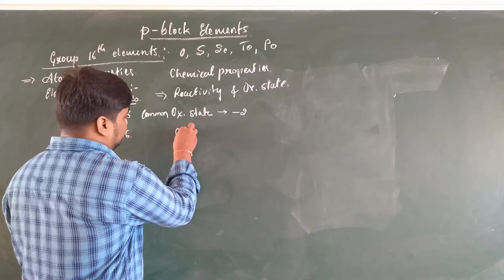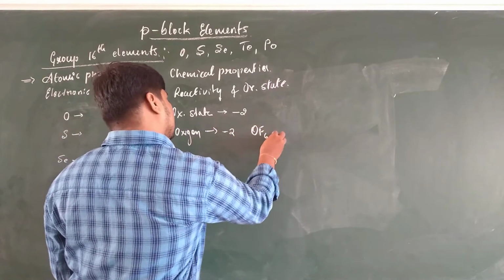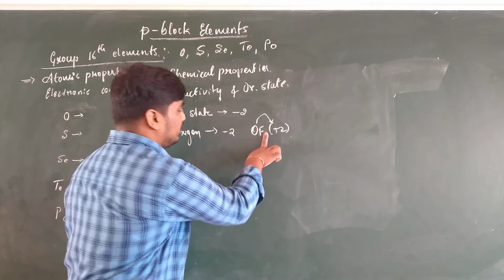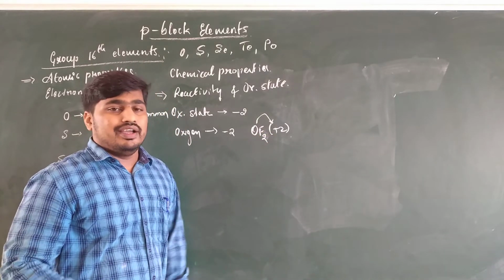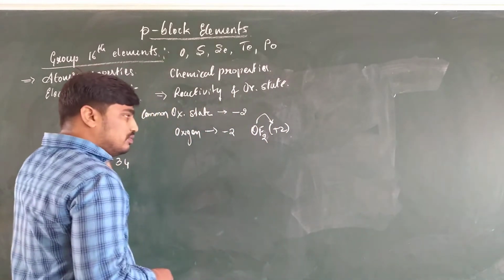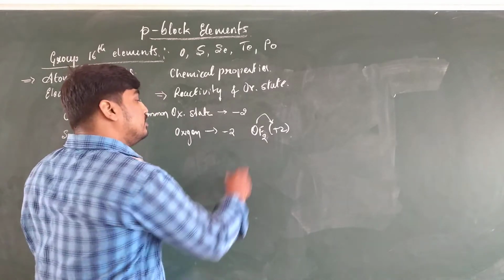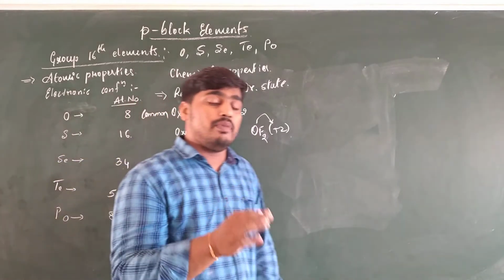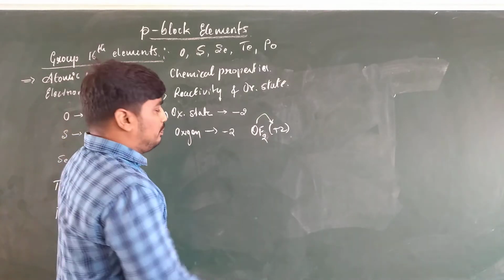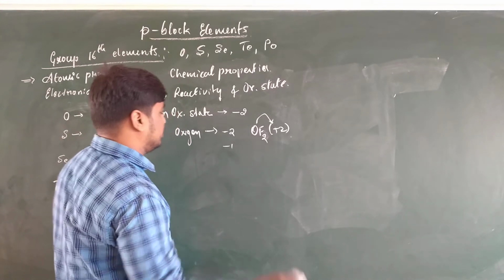Oxygen shows minus 2 except in OF2, where the oxidation state of oxygen is plus 2. Which one is the more electronegative atom? Fluorine is the most electronegative element in the periodic table. Therefore, when oxygen combines with it, oxygen shows positive. In other cases, oxygen shows minus 2. In peroxides, oxygen shows a minus 1 oxidation state.